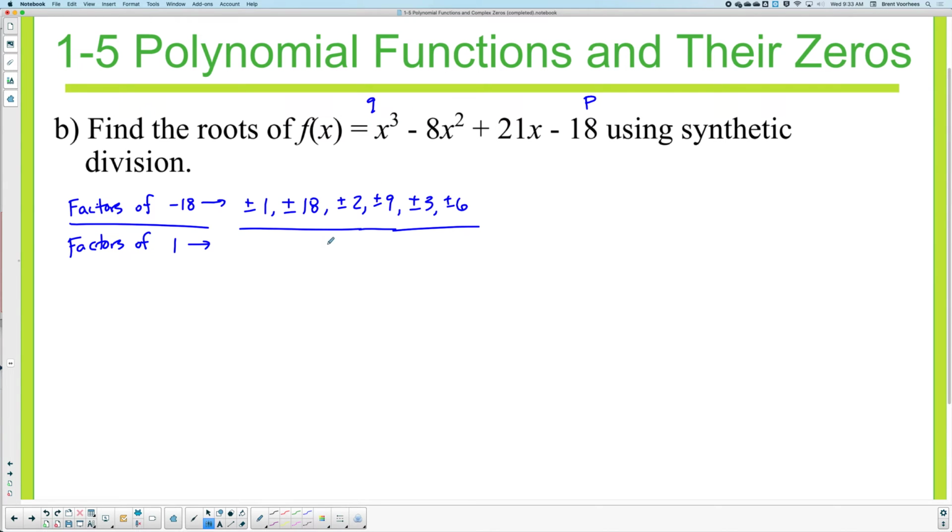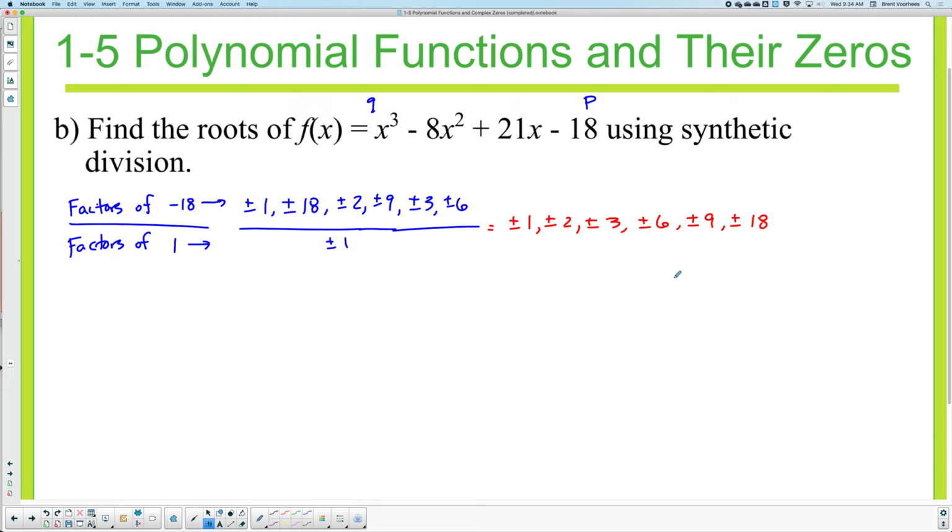Okay, factors of 1? Just 1 times 1, and negative 1 times negative 1. So this one, I'll go ahead and simplify, because everything divided by 1 is itself. So I'm going to write them in numerical order: plus or minus 1, plus or minus 2, plus or minus 3, plus or minus 6, plus or minus 9, and plus or minus 18. Those are the only possible rational zeros.